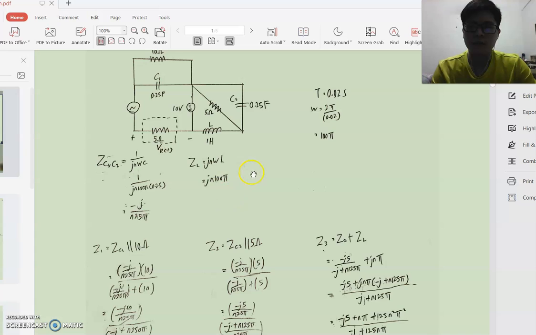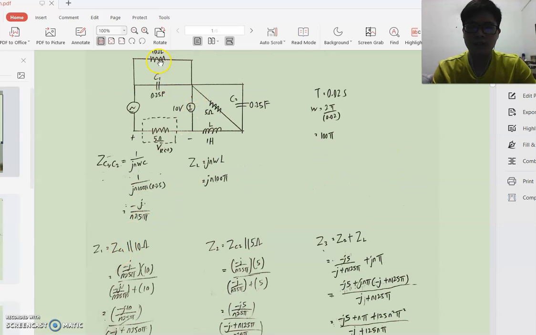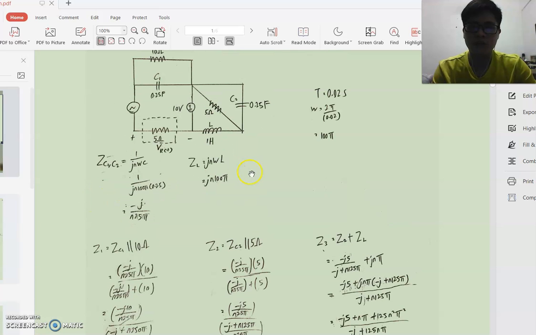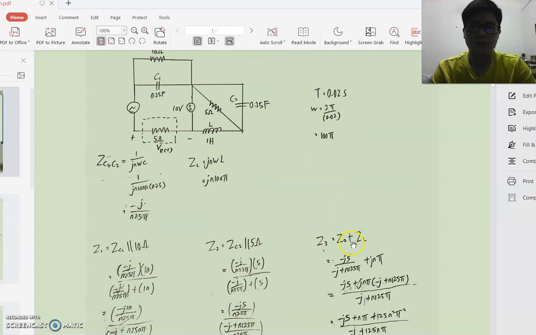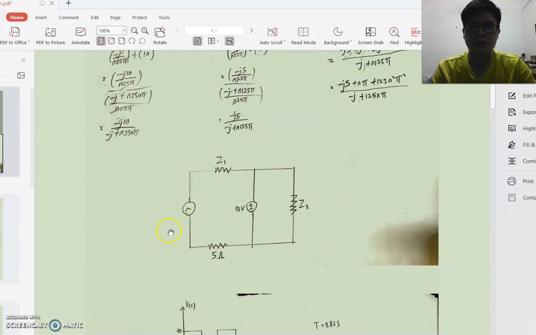So we find out Z1, Z2, Z3 with ZC1. ZC1 is connected in parallel with the 10 ohm resistor, so we can find out Z1. ZC2, the C2 is connected in parallel with the 5 ohm resistor, so we can find out the value of Z2. And Z3, since Z2 is connected in series with this inductor, we can find out the value for Z3. So this is the circuit that we simplify.